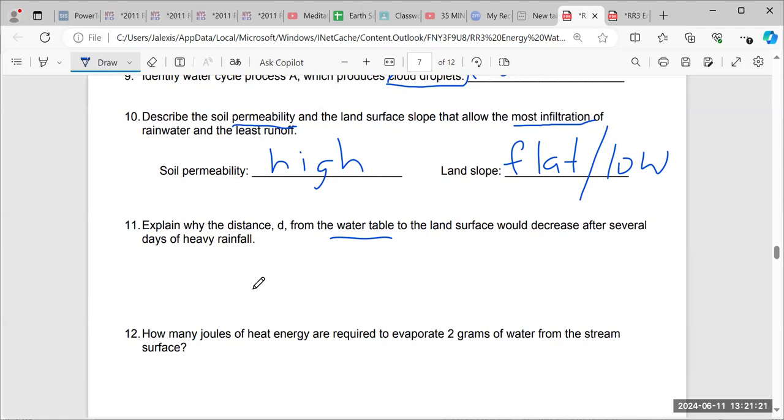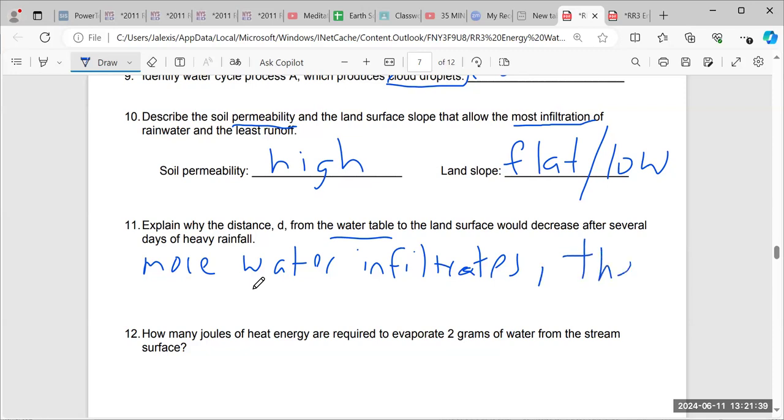So the reason for that is that more water infiltrates the soil, so the water table would increase.